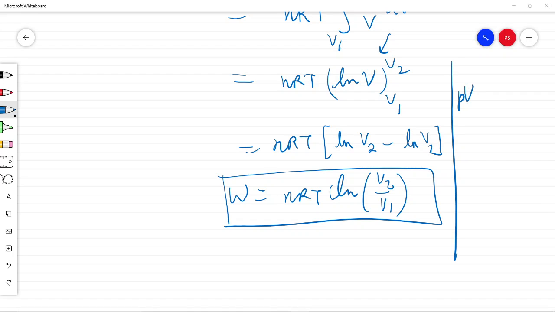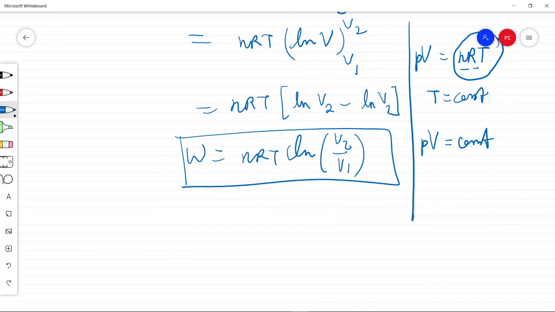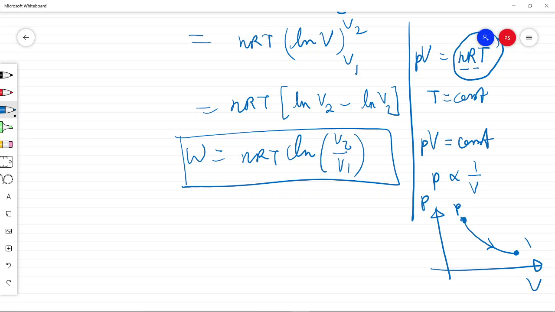We also see here that PV is nRT, and if T is constant, n and R are constants, so this entire thing on the right hand side is constant. So for an ideal gas isothermal process, the product of P and V is constant. This also means that P is inversely proportional to V. So on a pressure versus volume diagram, it appears as this type of curve showing inverse proportion. So as P decreases, V increases, and vice versa.